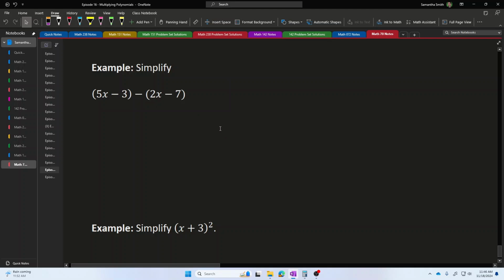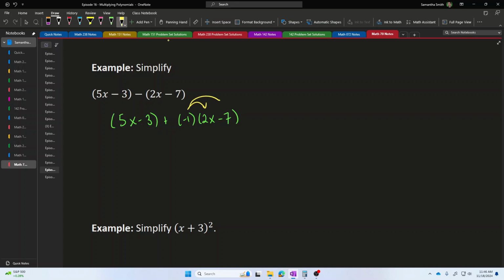What about an expression like this? I have the polynomial 5x minus 3, and then I'm subtracting the polynomial 2x minus 7. Well, one way to think about subtraction is as adding the opposite. I can think about subtraction as adding negative 1 times (2x minus 7).